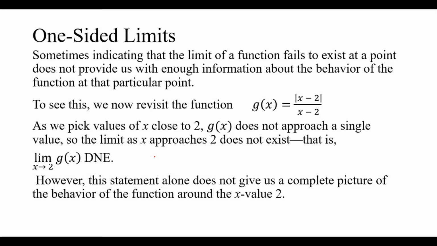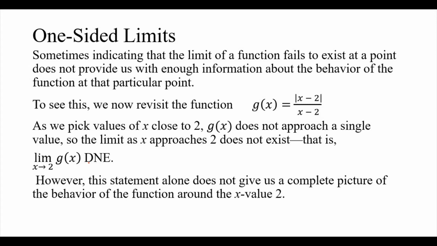Sometimes indicating that the limit of a function fails to exist at a point doesn't provide us with enough information about the behavior of the function at that particular point. To see this, we now revisit the function g of x, which is equal to the absolute value of x minus 2 over x minus 2. If you don't remember what the function g of x looks like, you can go back to the previous video to see how this function behaves in the vicinity of x equals 2.